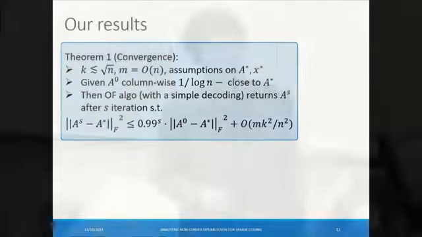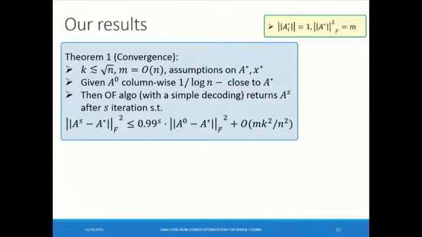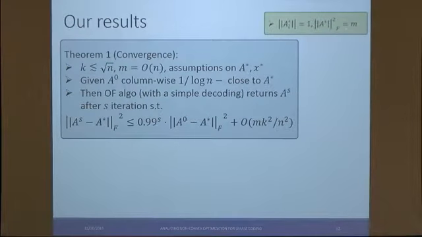This is our main theorem. We have some conditions: k is less than square root n, and m is a constant times n, and some assumptions on A star and x star as we described in the generative model slides. And we need to have this, which is very crucial: A0 is column-wise 1 over log n close to A star. By this I mean that if you compute the column-wise distance between A0 and A star, it is at most 1 over log n. By the way, the normalization is that each column of A star has unit norm, so that the Frobenius norm squared is like m.